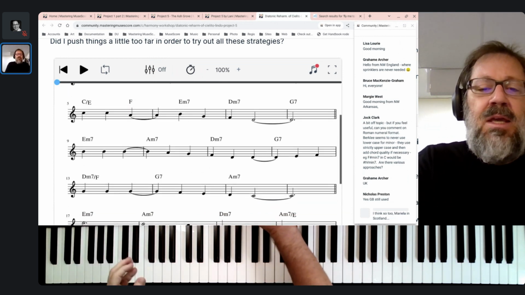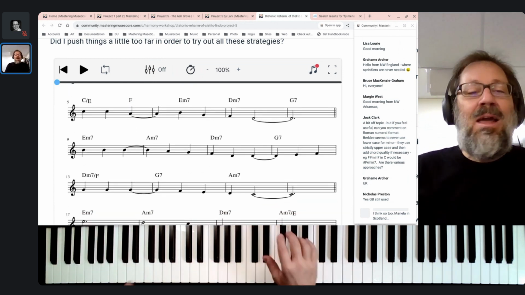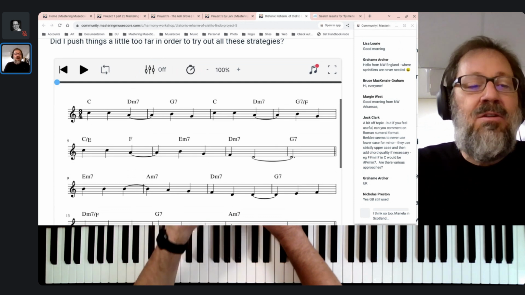So I'm going to keep playing through this piece. Oh, I've got to start it over because it is so cool going into that bar 9.